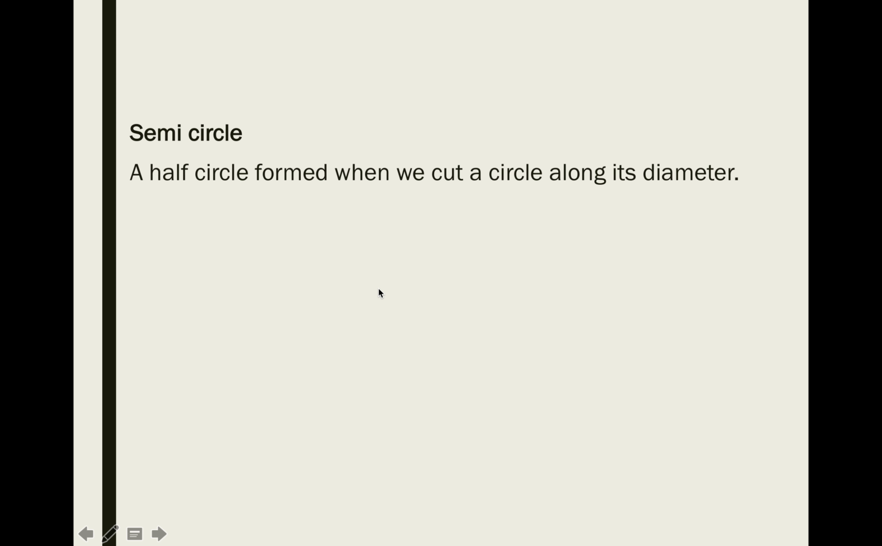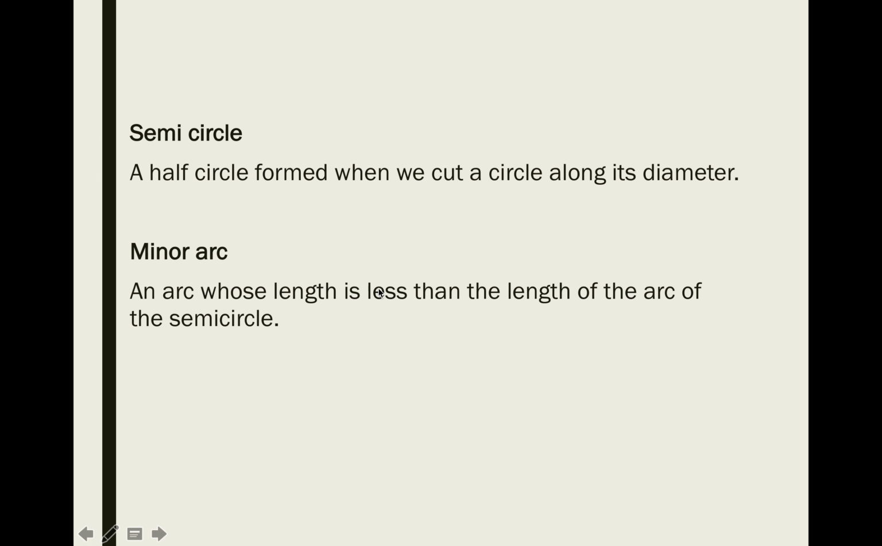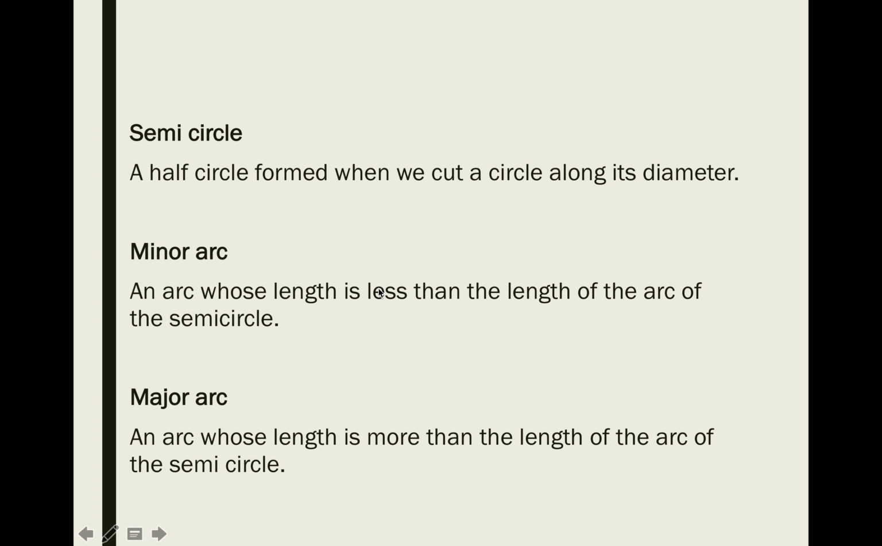A semicircle is half a circle formed when we cut a circle along its diameter. So a semicircle is half of a circle. A minor arc would be less than half of the circle. A major arc would be more than half of the circle. That's the easiest way of understanding that. So semicircle is half. Minor is less than half. Major is more than half.